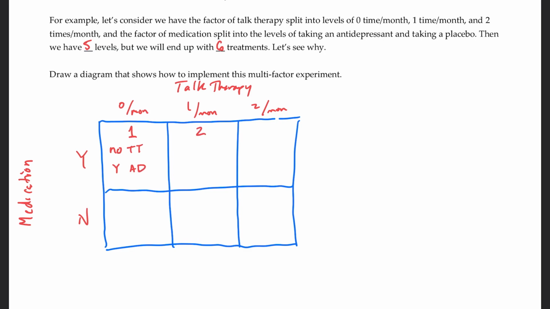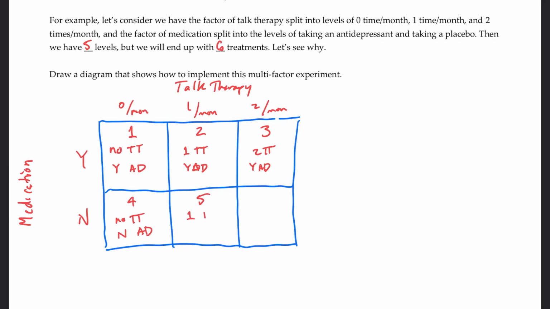Group 2 here has talk therapy of once a month and takes the antidepressant. Here, group 3, 2 times per month, and yes, antidepressant. But then here we got group 4, no talk therapy, no antidepressant. That group is like the control of all controls.